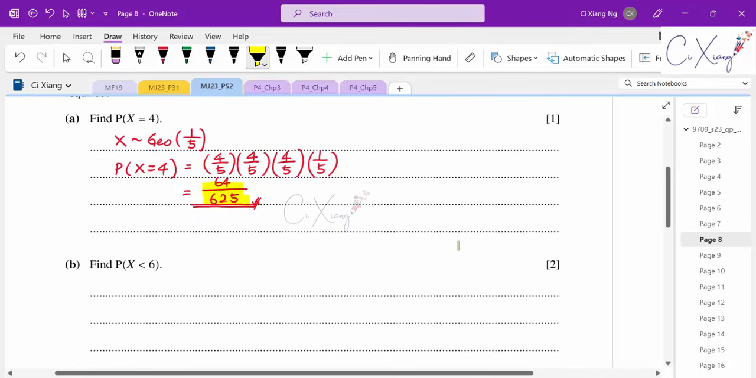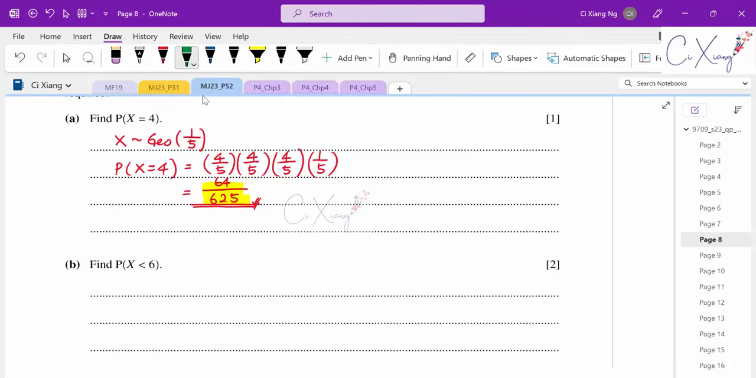Next, let us have a look at part B. For part B, they want us to calculate the probability for x smaller than 6. There's a formula that we can use for a geometric distribution. If I want to find the probability that x is smaller or equal to r, the shortcut formula is 1 minus q to the power r.